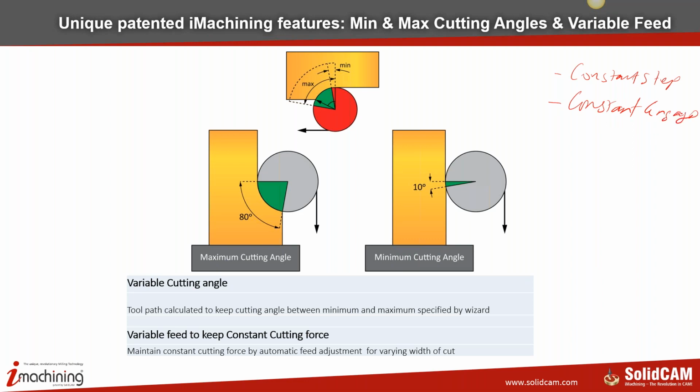We are talking about an engagement angle here. We have the first point of contact here, and the last point of contact here when the tool is engaging into the material. This particular angle, alpha, is the engagement angle. There are some other groups of software which talk about keeping this alpha constant throughout the cut. But SolidCAM comes in a different league. That's why I said we are completely different. We are talking of constant cutting force.